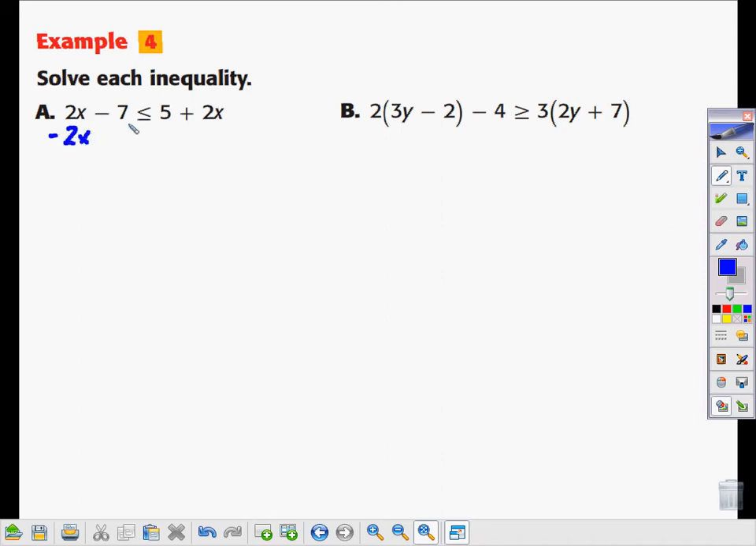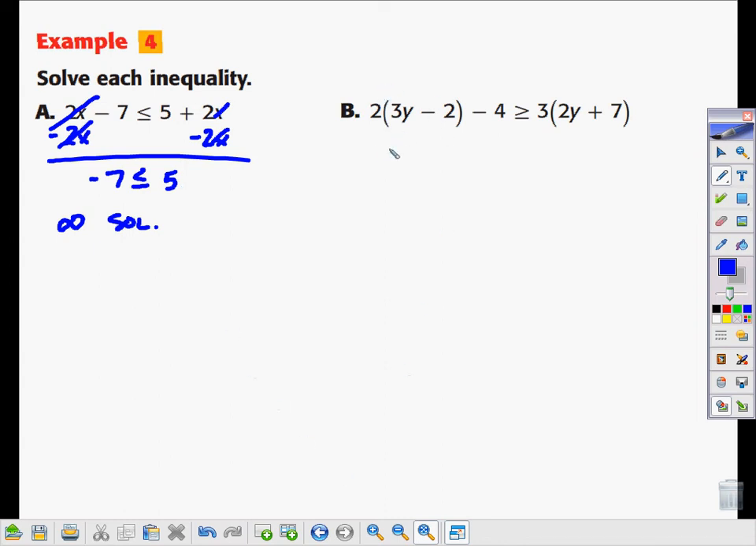I take away 2x so that my variable is on one side. I get negative 7 is less than or equal to 5. And then, well, these cancel, and these cancel here too. So I've got negative 7 is less than or equal to 5. Well, that's always true. So in this case, I say that there's an infinite number of solutions because x does not impact this at all. So this is always true. Okay? No worries there at all. All right, cool. Let's keep going.